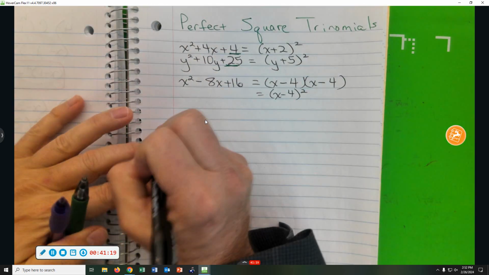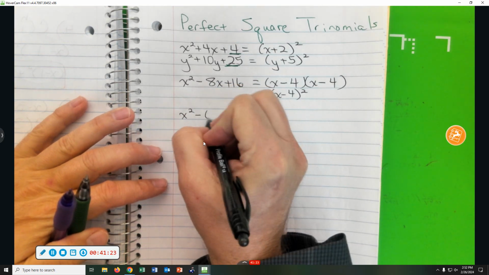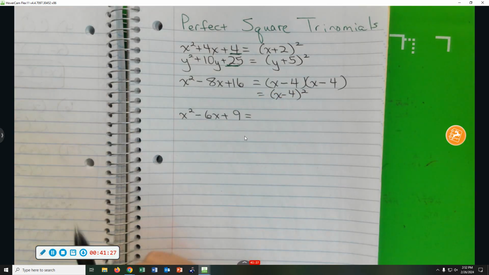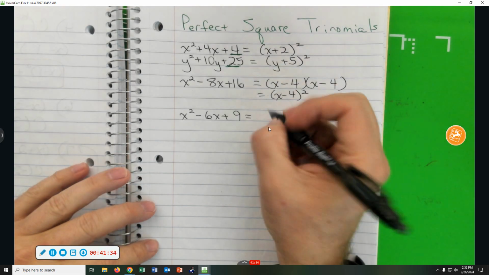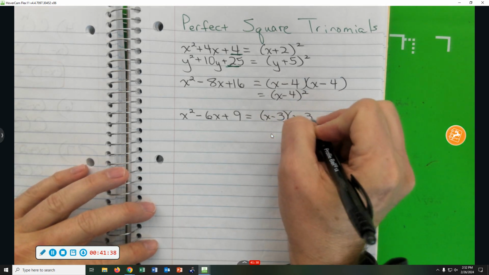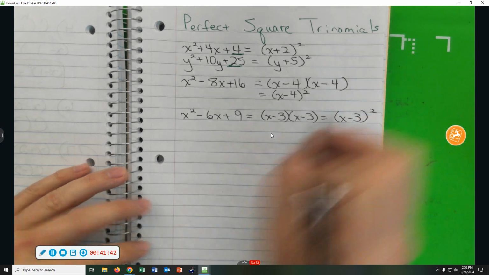Here's another one. How about x squared minus 6x plus 9? How will that factor? x minus 3 times x minus 3, which is the same thing as x minus 3 quantity squared.